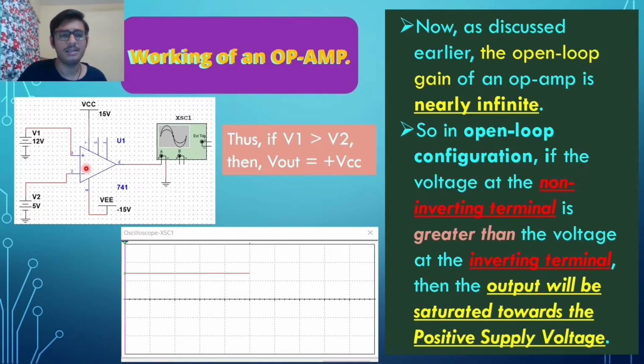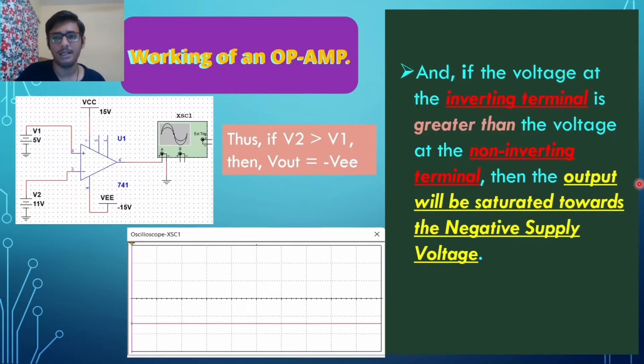So it is clear that the voltage at the non-inverting input terminal is greater than the voltage at the inverting input terminal. So as seen from this oscilloscope connected to the output, it is saturated and we are getting the maximum positive power supply that we have connected to this op-amp, that is plus 15 volts. Thus, if V2 is greater than V1, then the output voltage is equal to plus VCC, that is our maximum positive power supply.